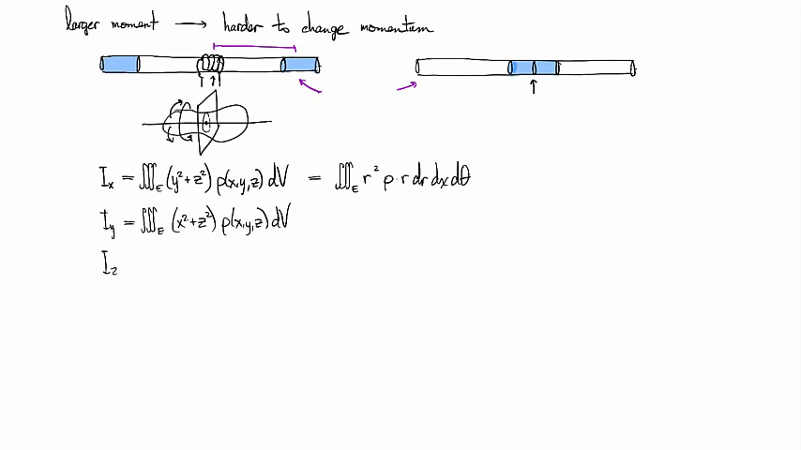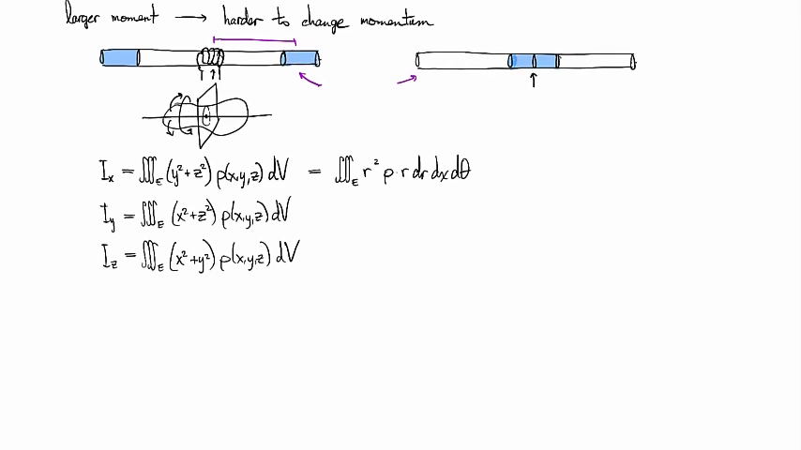And the z moment, x squared plus y squared times the density with respect to volume.